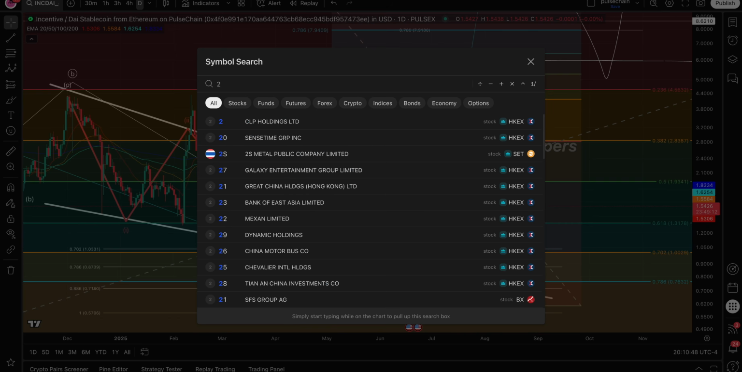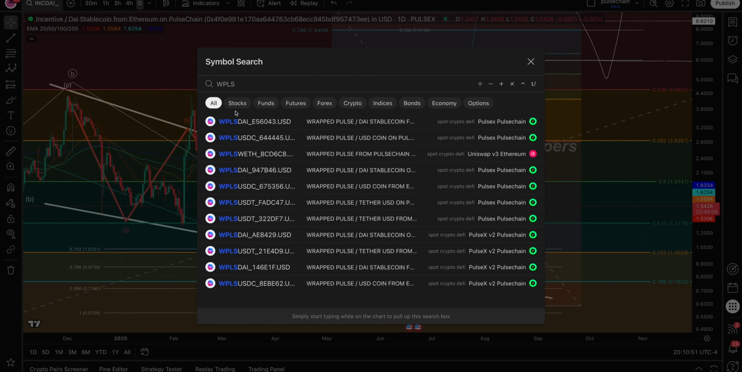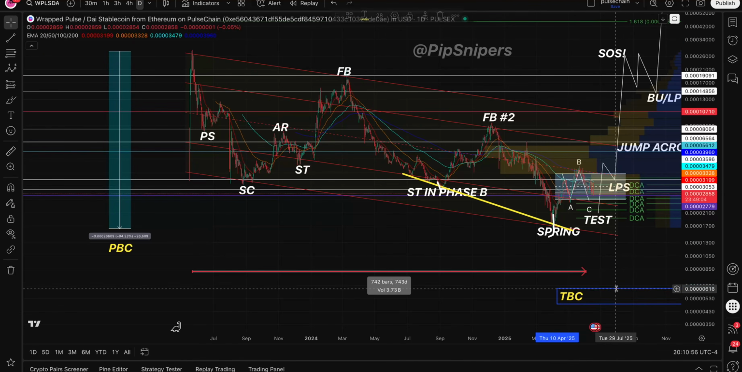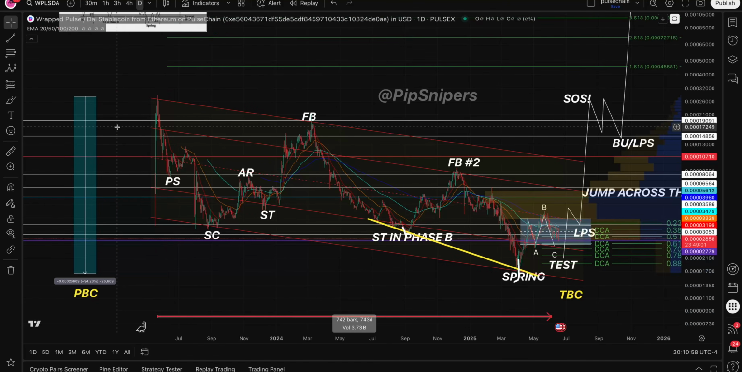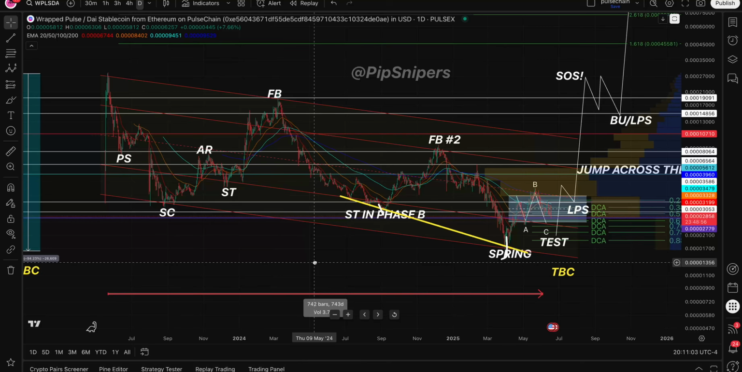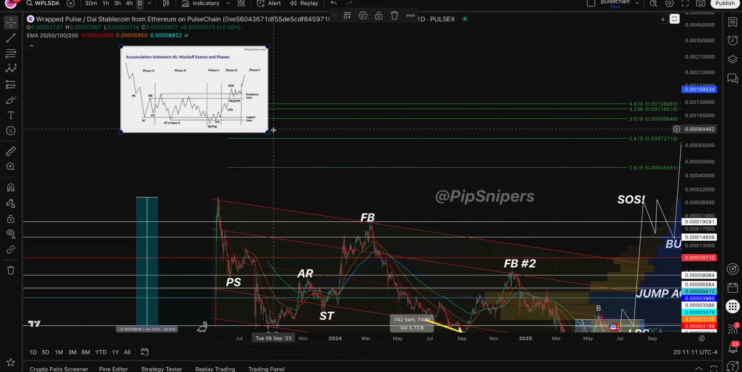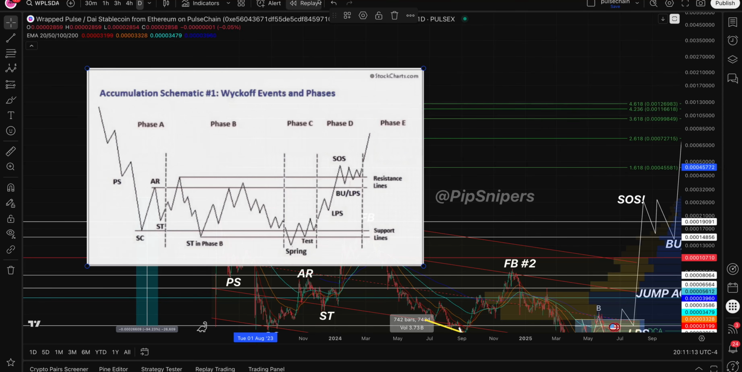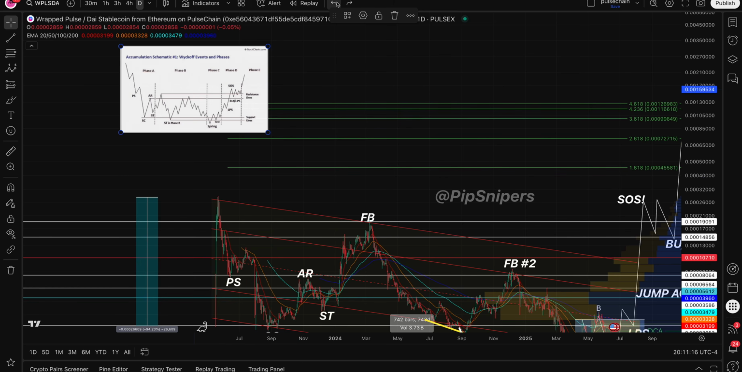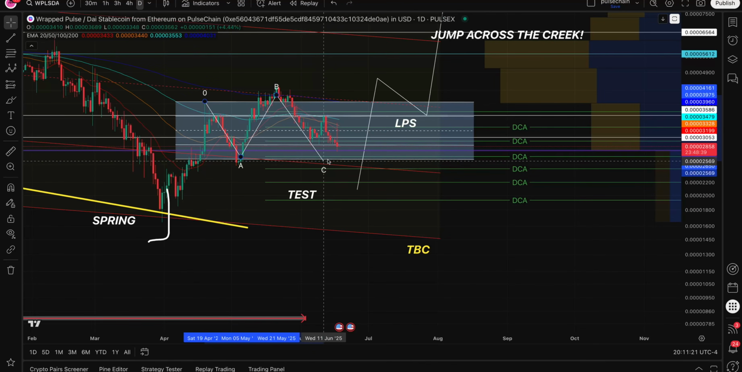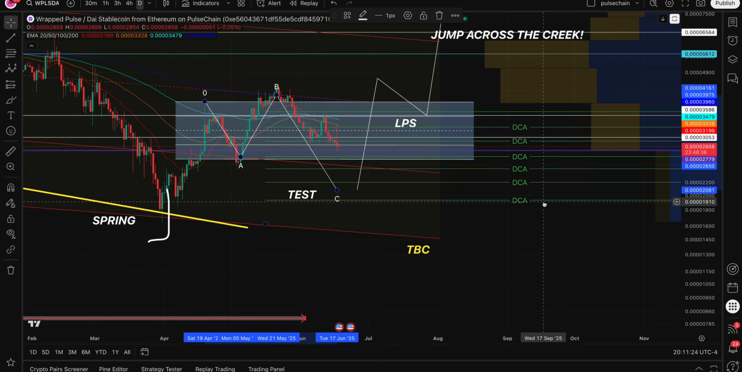Let's go ahead and take a look at PLS. So this is PLS over here. As you guys can see, this is clearly Wyckoff accumulation. We have price-based capitulation going down by over 94% from peak to trough. And then we also have time-based capitulation being in this range for over 743 days. This is an example of what Wyckoff accumulation looks like. This is Wyckoff accumulation schematic number 1. And all we're doing over here is just coming down to finish up this C wave toward any of these fibs right here.